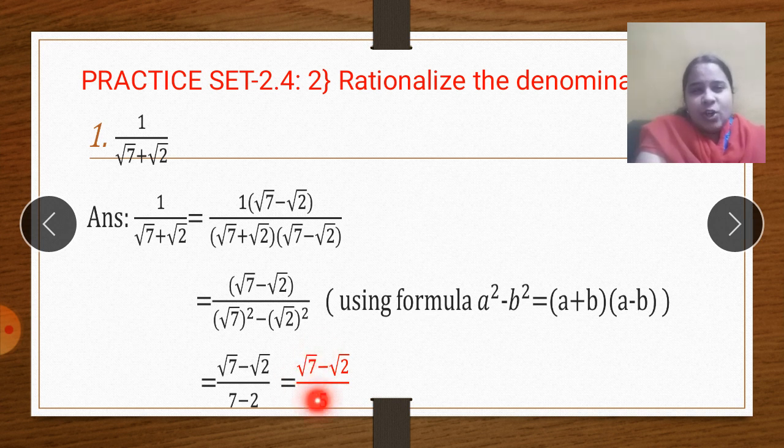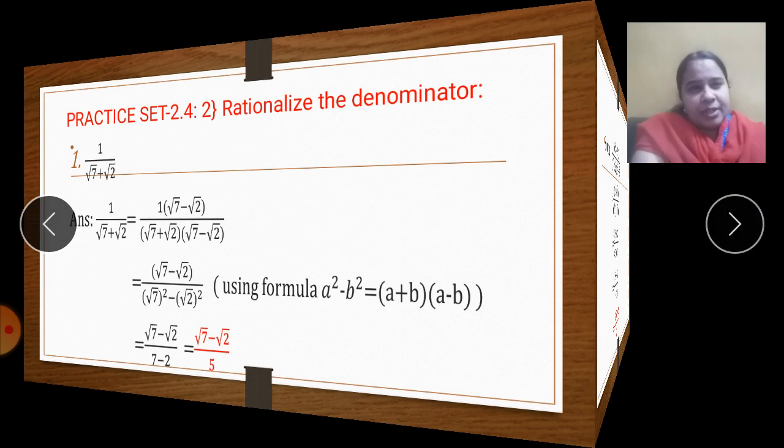And now look at the denominator. Is this a rational number? Yes. From root 7 plus root 2, which was an irrational number, I have rationalized it to 5, which is a rational number. Correct? So this is the way you will rationalize the denominator when you have a binomial sum in the denominator.